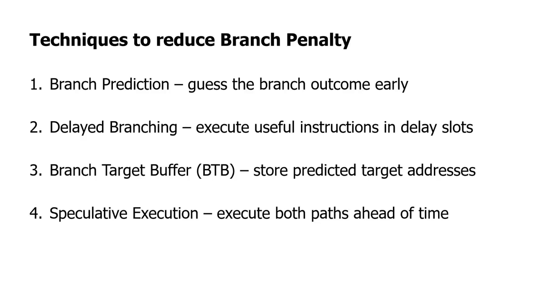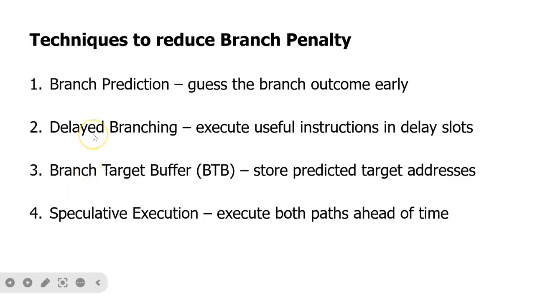Techniques to reduce the branch penalty. The first method is branch prediction. That is where the processor tries to guess the branch outcome early, before the compute stage, whether it will be taken or not, so that it can fetch the next instruction without waiting.